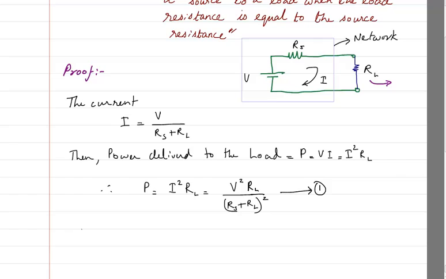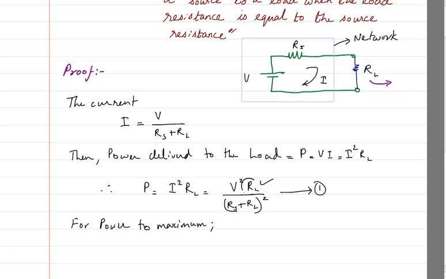Now for power to be maximum, what is the condition? See what I am trying to say here. Here we have a source resistance which is not going to change. The voltage is also not going to change. The only thing that can change here is RL. So the power will vary with respect to RL, isn't it?